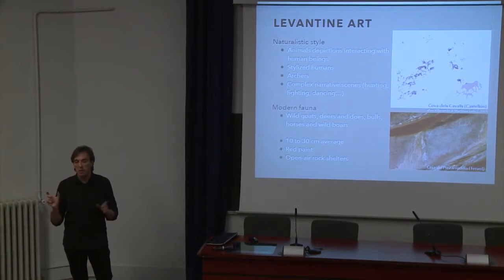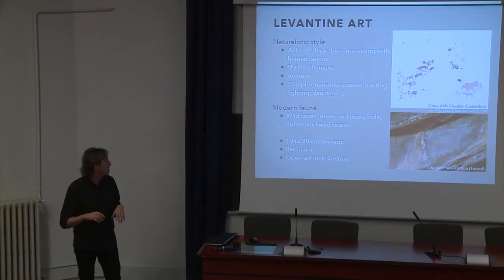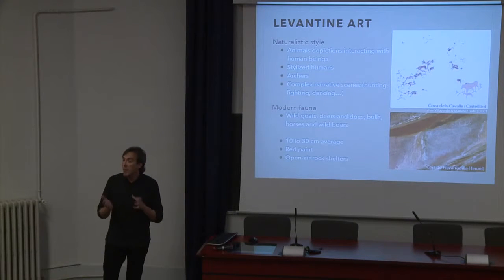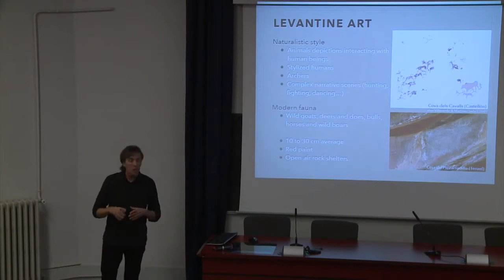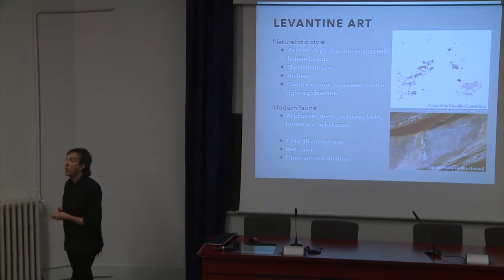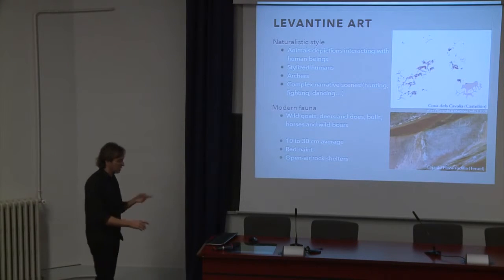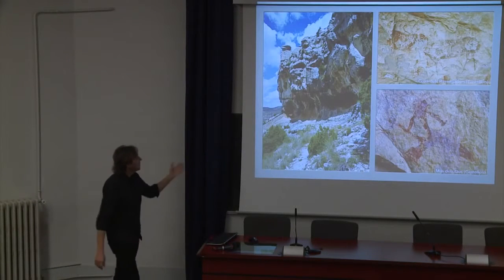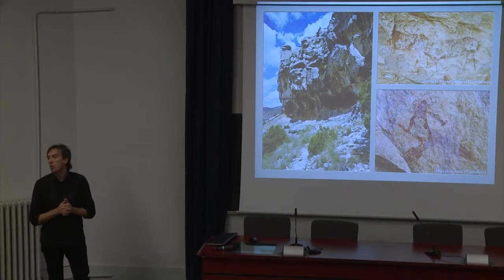They are figures, the range of the size of the figures is between 10 and 30 centimeters usually. And it was painted mainly in red color, and they are located in open-air rock shelters. For example, like this one. This is the kind of environment where we are going to find this rock art.